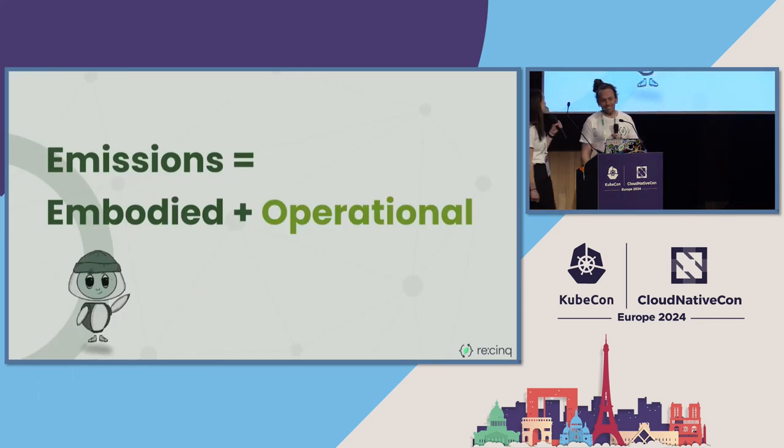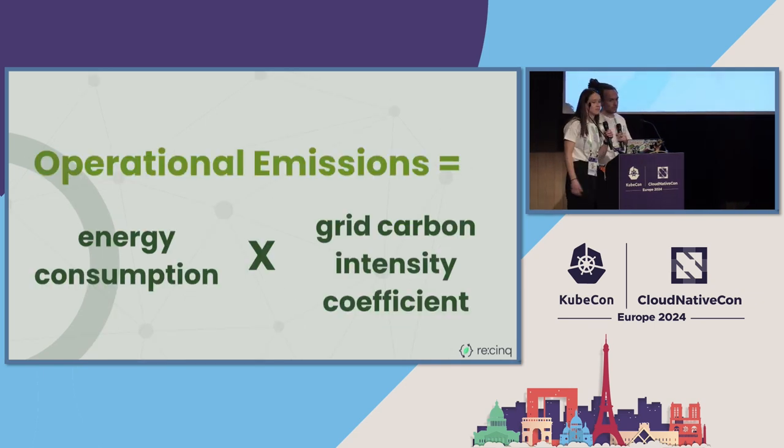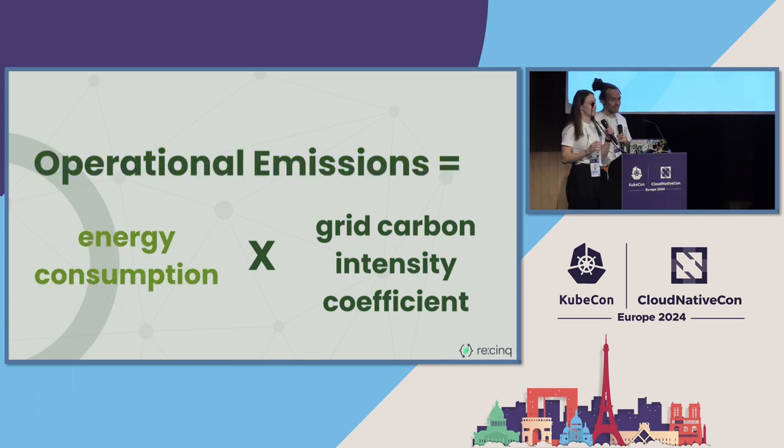Okay, and now that we know what embodied emissions are, we're going to talk a bit about operational emissions, since these will be what you probably have the power to optimize over the most. So operational emissions are essentially the workload you're running on your server. And they can be calculated by multiplying the energy consumption by a grid carbon intensity coefficient. Yeah, that's a mouthful. We'll get to that later, but first we're going to talk about energy consumption.